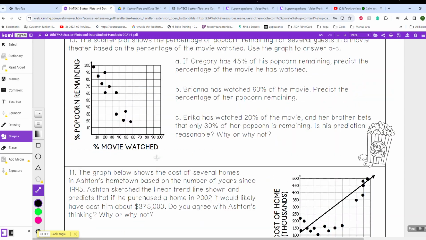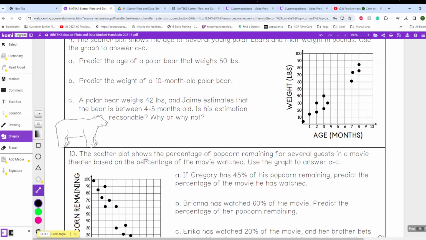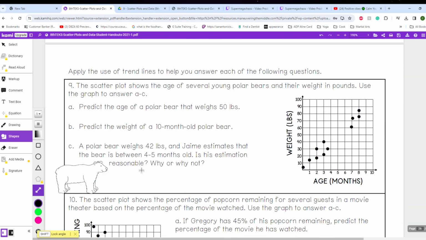All right, I'll do the first one with you, and then you guys can do the last two. The scatter plot shows the age of several young polar bears and their weight in pounds. Use the graph to answer A through C. So predict the age of the polar bear that weighs 50 pounds.